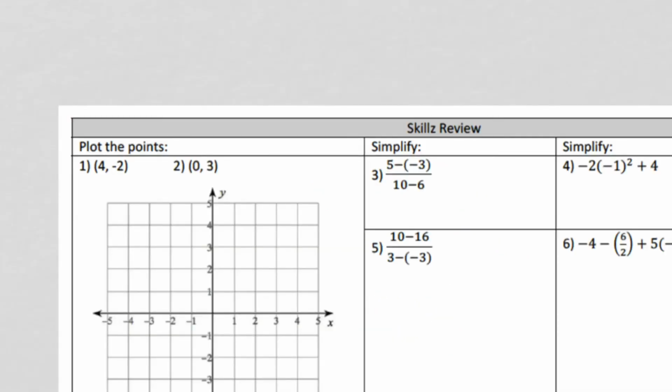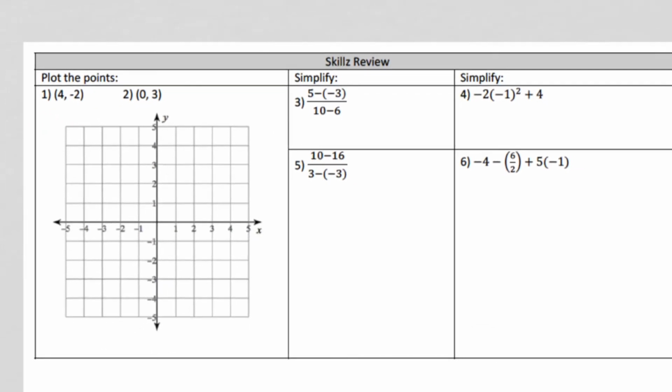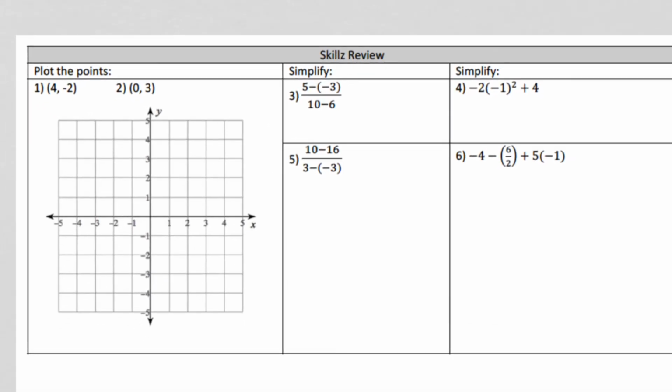Okay. All right, the skills review. Since we've done a lot of these already, I'm going to let you guys work on the skills review on your own. See what you come up with. If you get stuck on any of the skills review, we'll talk about it. Good luck. Remember, you can pause this, go back, replay it, do whatever it takes, and good luck.